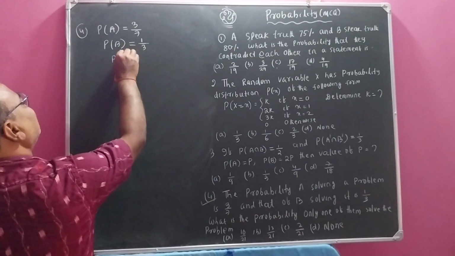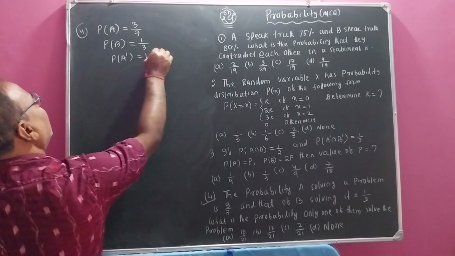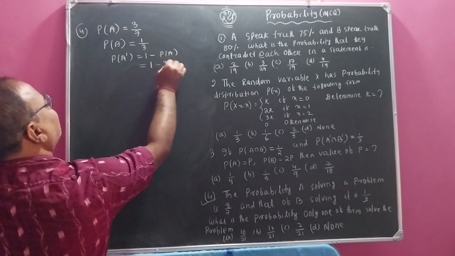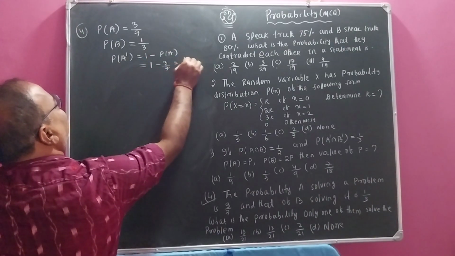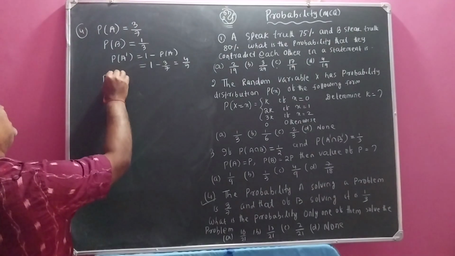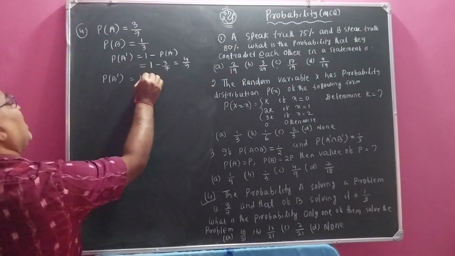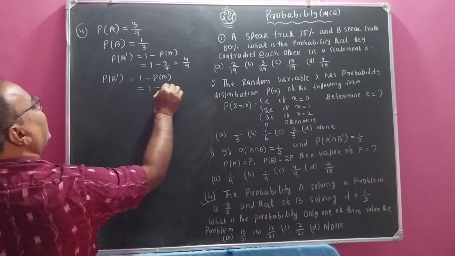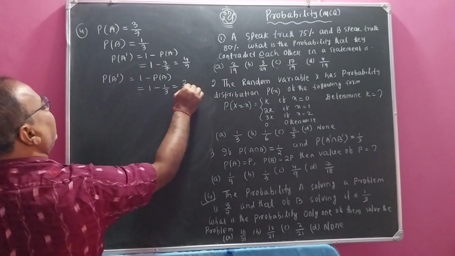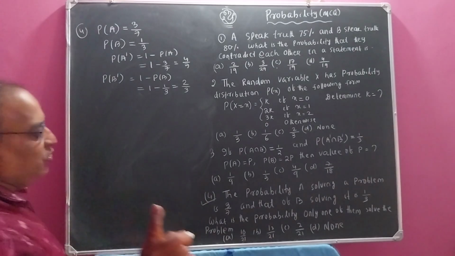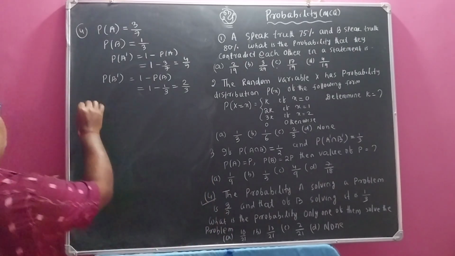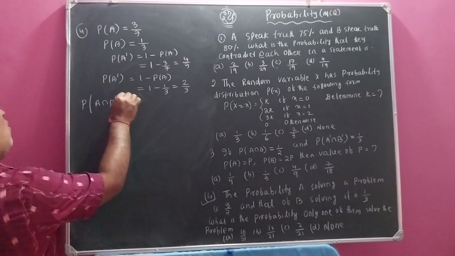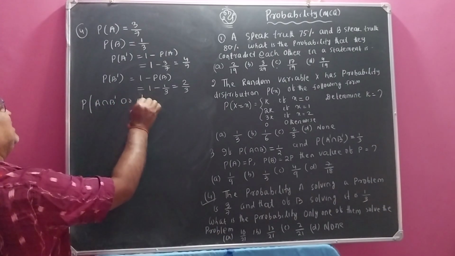Probability of A dash is equal to 1 minus probability of A. That is 1 minus 3/7, which is 4/7. Probability of B dash is equal to 1 minus probability of B. That is 1 minus 1/3, which is 2/3.